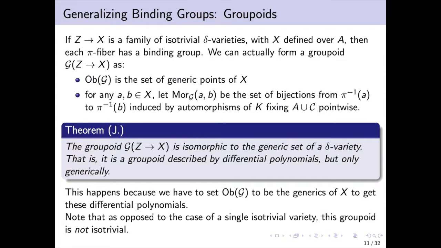Okay, so one result that I think is interesting about these is that they also have some algebraic object associated to them, but it's a groupoid, not a group anymore. So I can define a groupoid from this family of isotrivial delta varieties. The objects of my groupoid are the set of generic points of X. And then for any a, b in X, we consider the bijections between the fibers as the set of morphisms. I think a drawing might be nice for this.